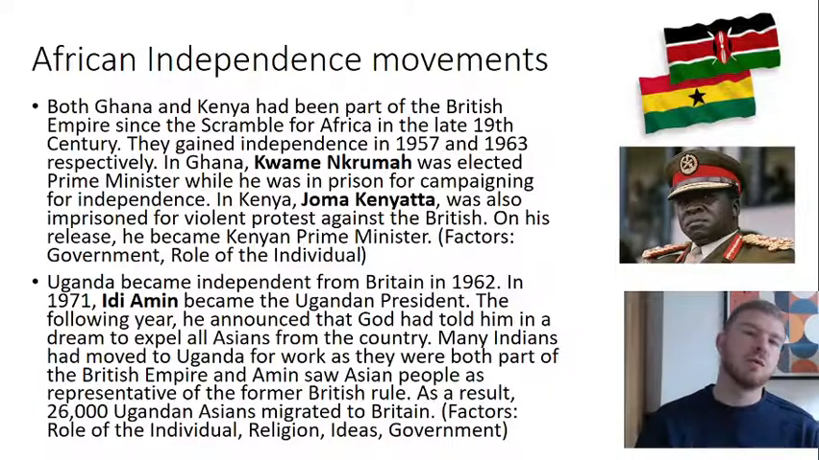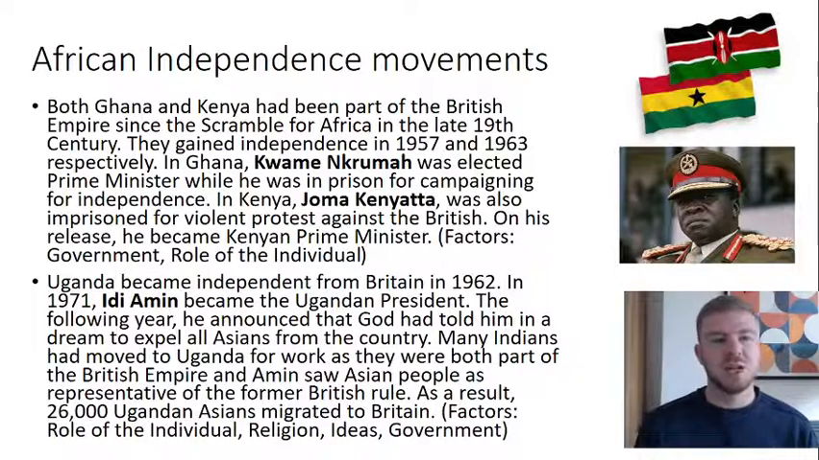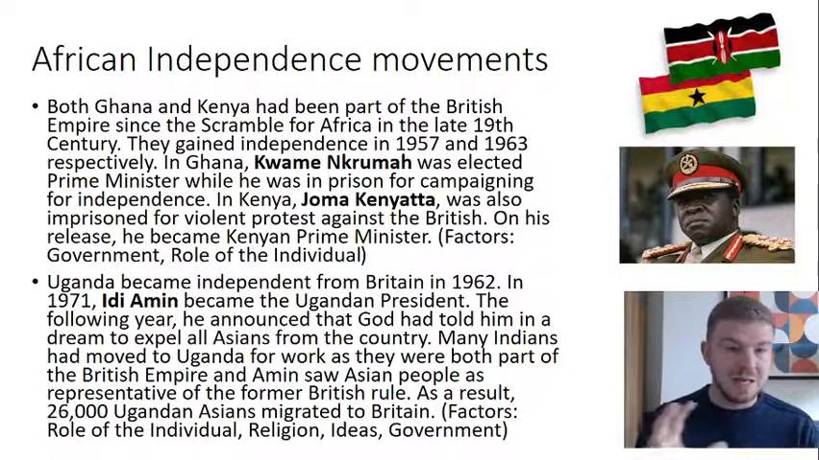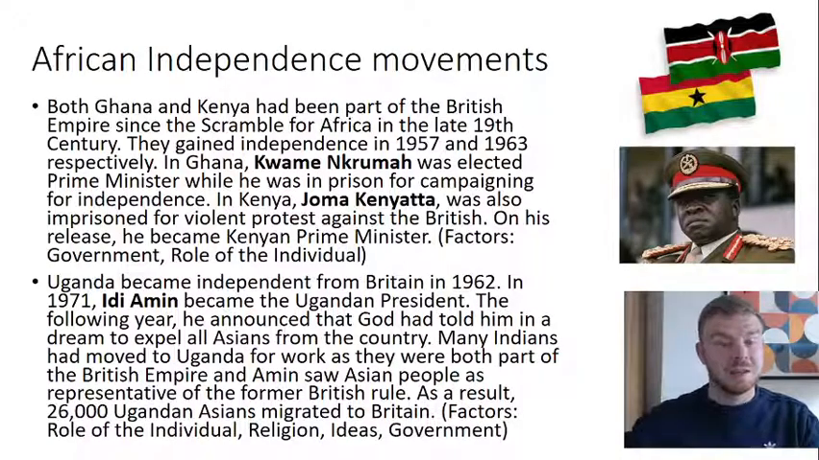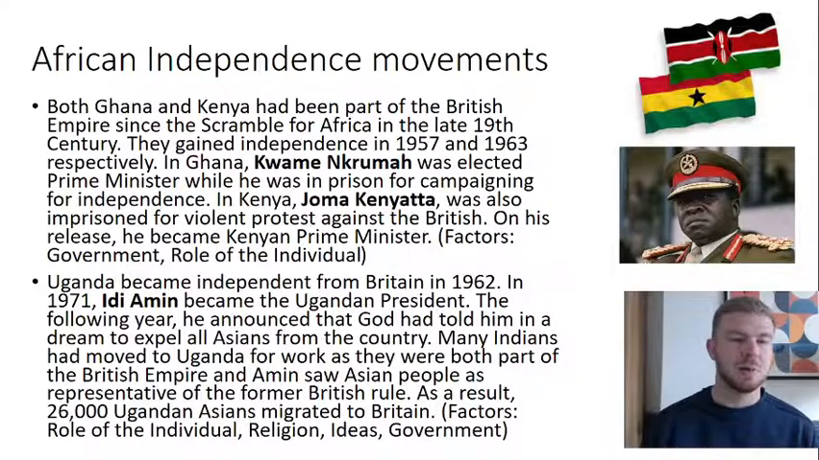And this is a good one for the role of the individual to show how people campaigned to have British rule removed. In Ghana, Kwame Nkrumah was his name. He was elected Prime Minister while in prison for campaigning for independence. So Britain completely changes its approach from imprisoning people who ask for independence to then allowing independence to happen and those people in prison becoming Prime Minister. And in Kenya, it was exactly the same story. Jomo Kenyatta was imprisoned for violent protest against the British, but once he was released, he became Prime Minister.